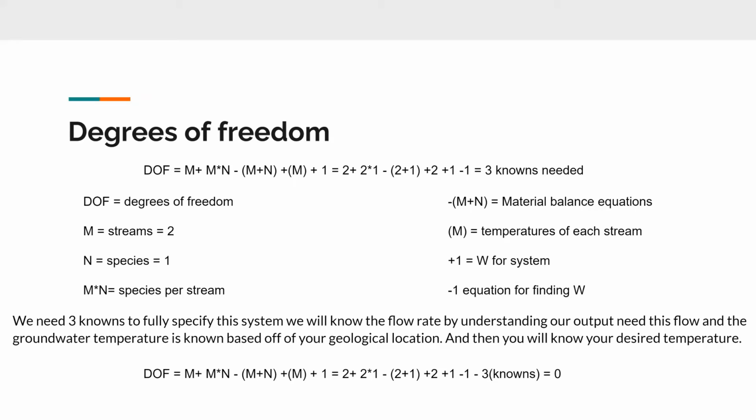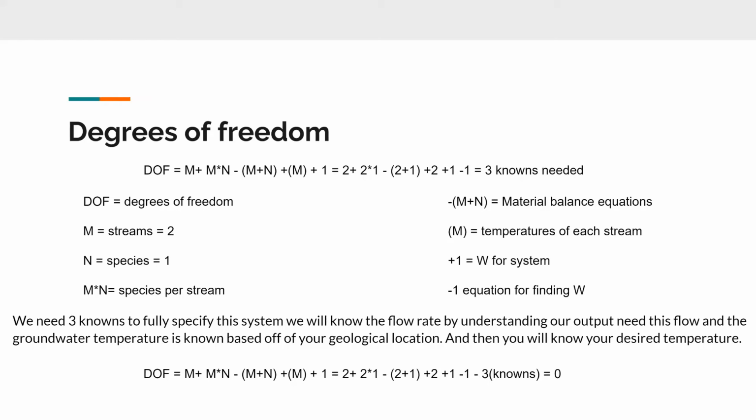Here's our degrees of freedom. Here we have an equation as we learned in material balance to show our degrees of freedom for our system. After completing, we learned that we have three knowns that need to be specified to fully specify our system, or we have three variables in which we can adjust the outputs of our system. Below is an index of all our variables and their meanings.